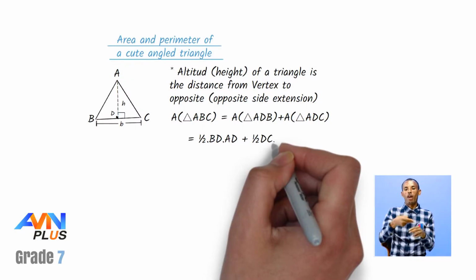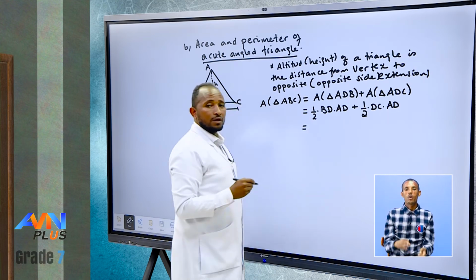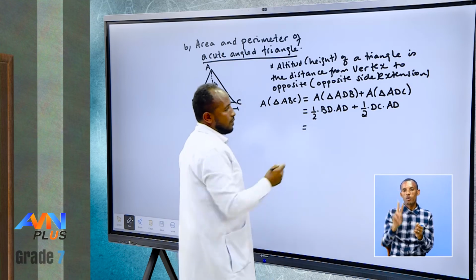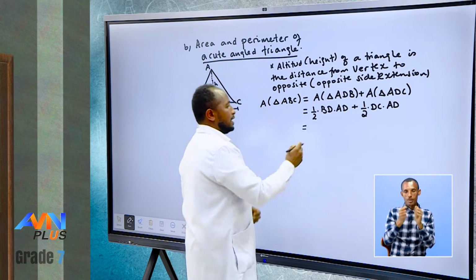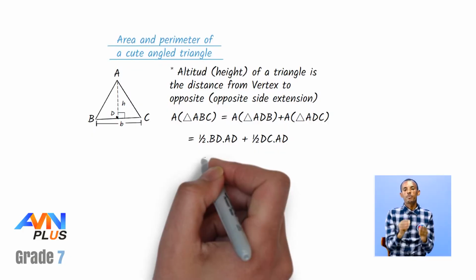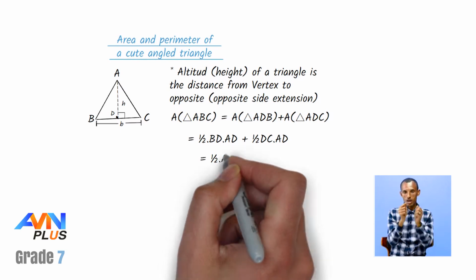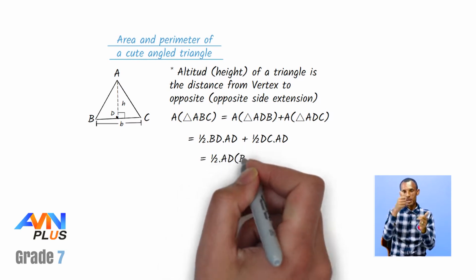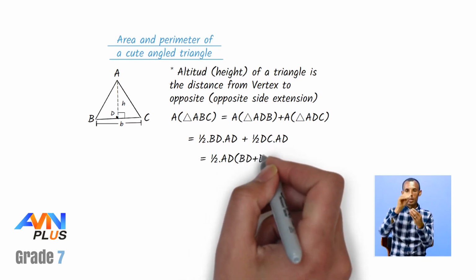The height is AD. Therefore, from this, we can take a common factor here. Half and AD are found in both. So using the distributive property, you can take a common factor outside. So here, half and AD are common. Take these two as common, and you have BD here, plus you have DC here.